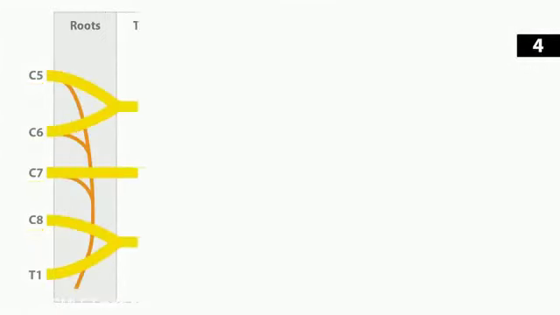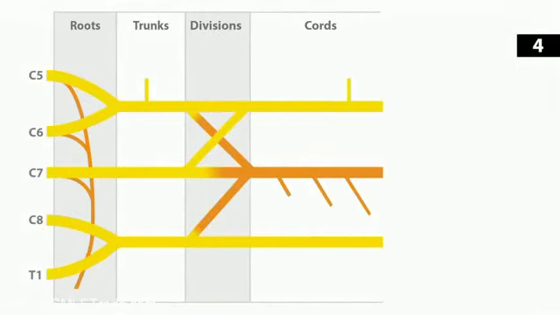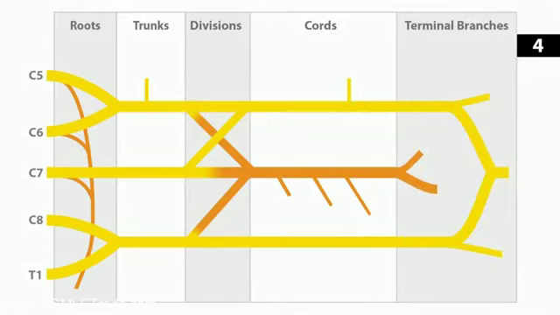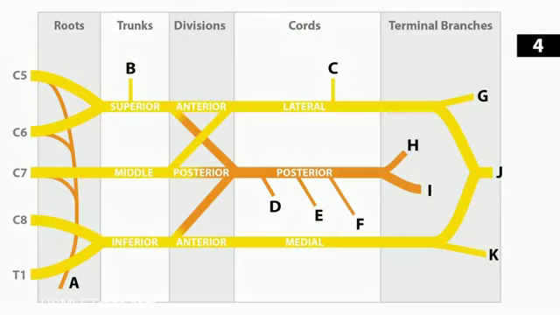So the brachial plexus comes from C5, C6, C7, C8, and T1. So those are the nerve roots. And then the roots become your trunks, which then become your divisions, and then your cords, and then your terminal branches. So there's a lot of crisscrossing, a lot of combining here. So there's a few different mnemonics that you can use to help to remember this. Some that have been used in the past. One that we like is called Randy Travis Drinks Coors Beer, and that goes for roots to trunks to divisions to cords to branches or terminal branches. But whatever works for you. So let's look at these. So again, we're labeling our brachial plexus.